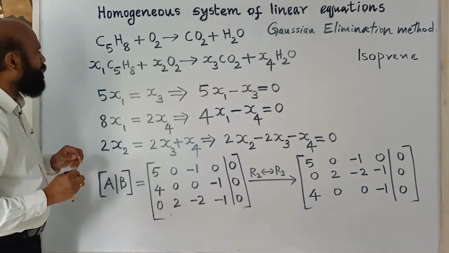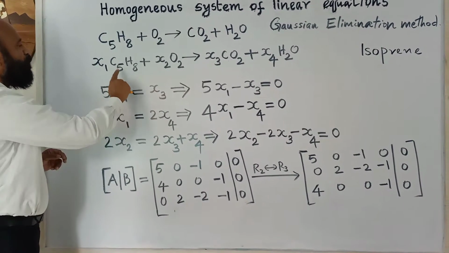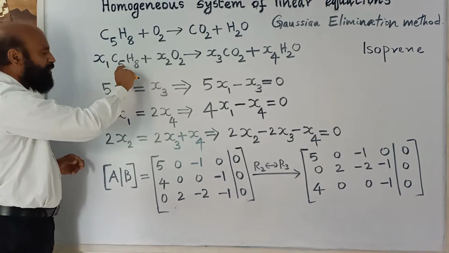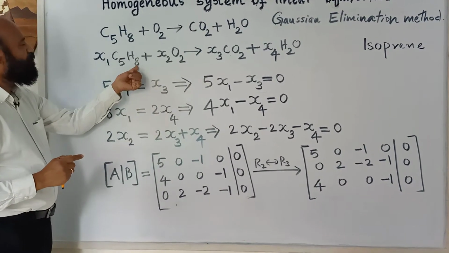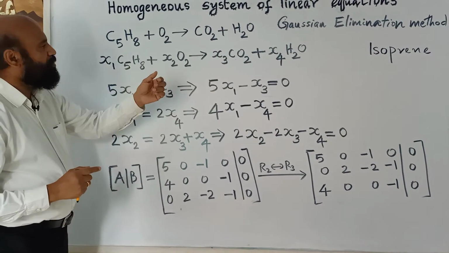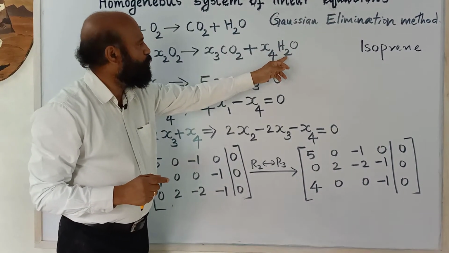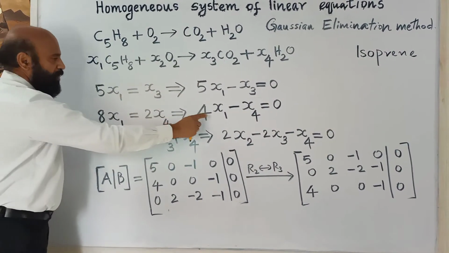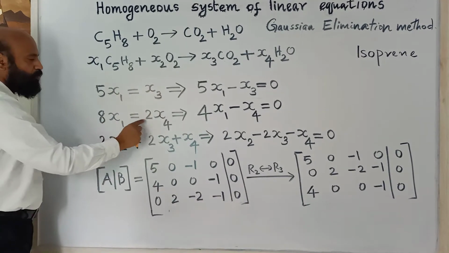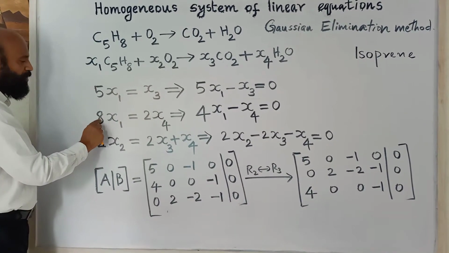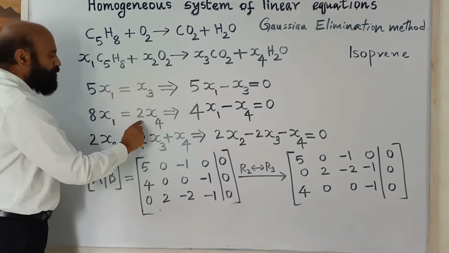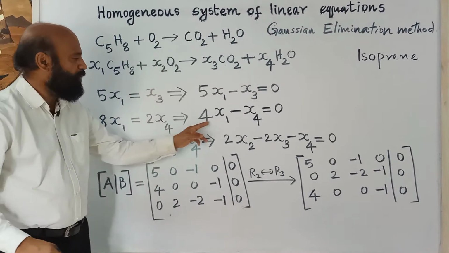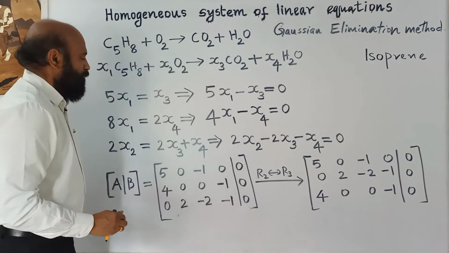Next, first we compared carbon atoms, now you compare the hydrogen atoms. Here it is 8x1 on this side, and on the other side hydrogen atoms 2x4. If you rearrange, you divide both sides by 2, so 8 divided by 2 is 4. Taking x4 to this side, we get 4x1 minus x4 is 0.